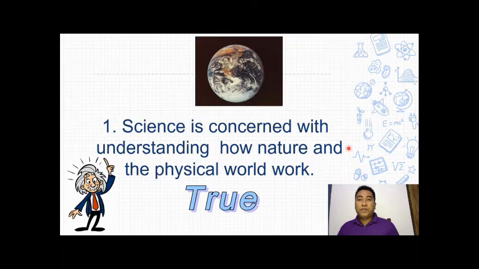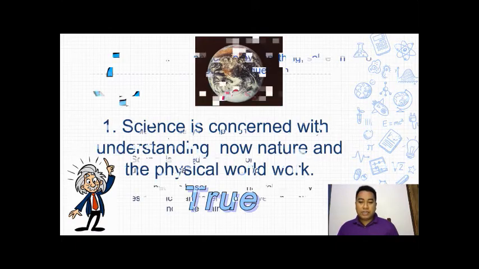Okay, so the first paragraph is: science is concerned with understanding how nature and the physical world work. This statement is true, wherein everything you see around you, everything you hear, and everything that your brain understands is what we call science. Even everything that is seen outside of our planet is still called science.